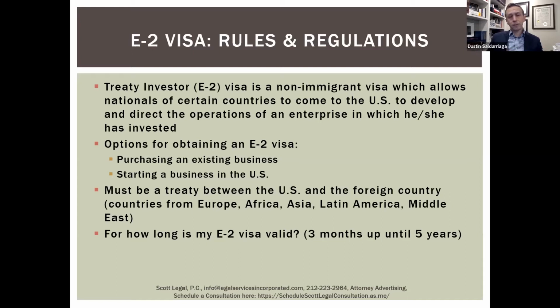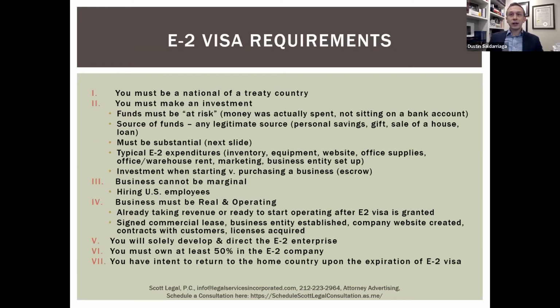So depending on the agreement that the United States has with the country of nationality, it can span anywhere from 3 months to 5 years. So to get a little bit deeper into a few of these requirements, we've already talked a bit about the fact you must be a national of a treaty country. That is your nationality, not the place where you're born.